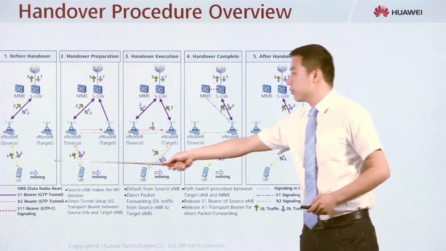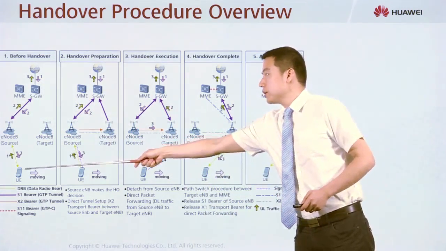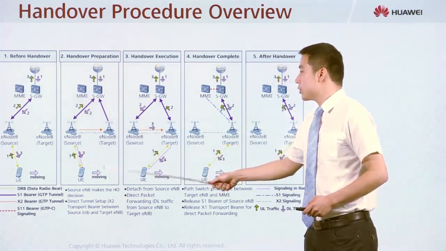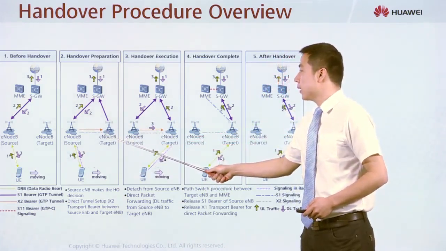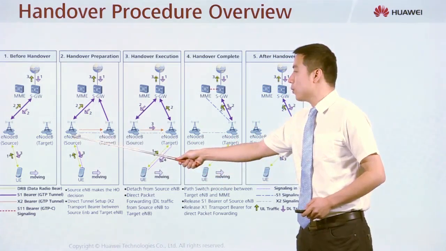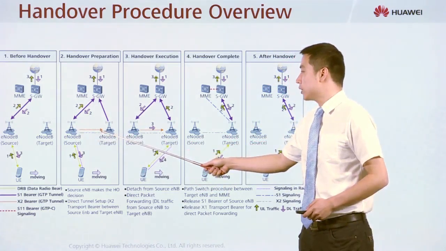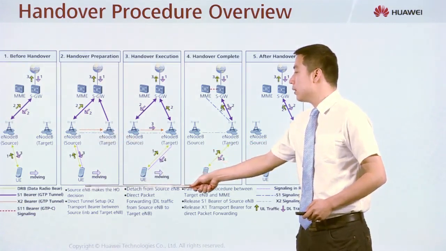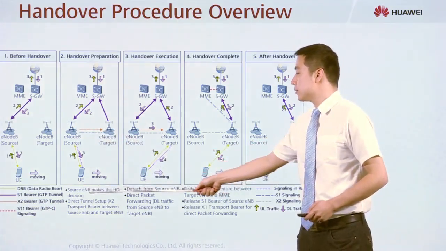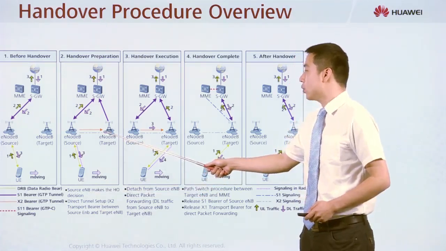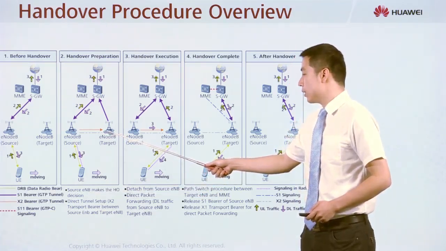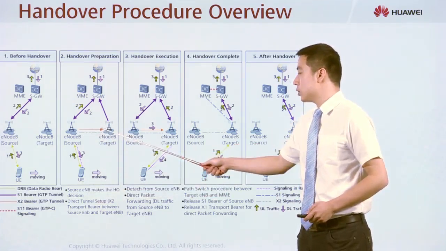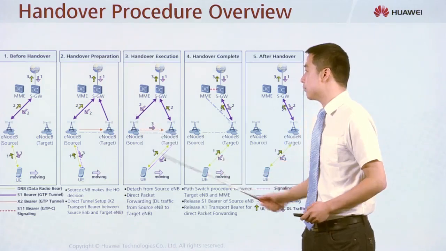When the UE is moving from this direction to this direction, the UE moves towards the target eNode B. Here, the source eNode B will build a direct channel to the target eNode B. The source eNode B first makes the handover decision, asks the target eNode B to prepare the resource, and also sets up a direct channel between these two eNode Bs over the X2 interface.